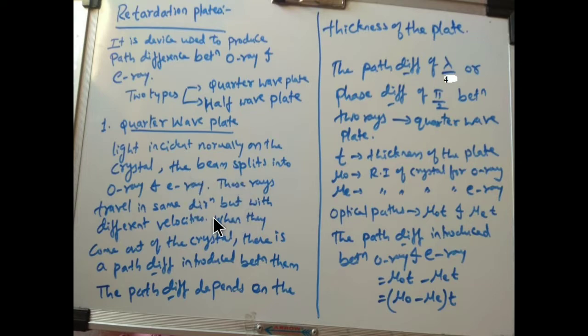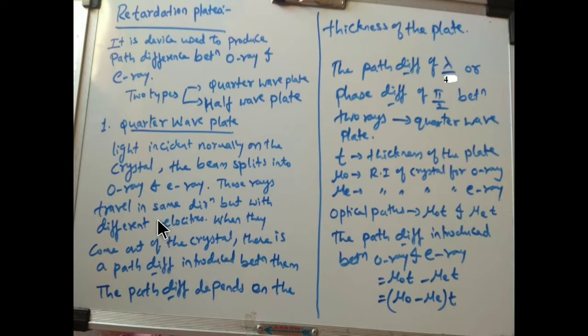Already in the 4 cases of Huygens construction for double refraction, we have studied how we can incident the light normally and then obliquely. After incidence normally on the crystal, the beam splits into the ordinary and the extraordinary ray, and these rays travel in the same direction but with different velocity. When they come out of the crystal, a path difference is introduced between them. This path difference depends upon the thickness of the plate.